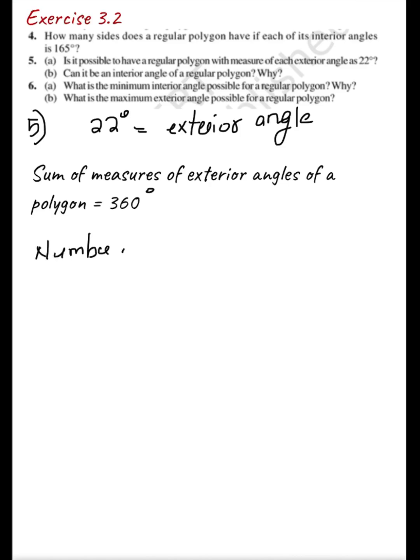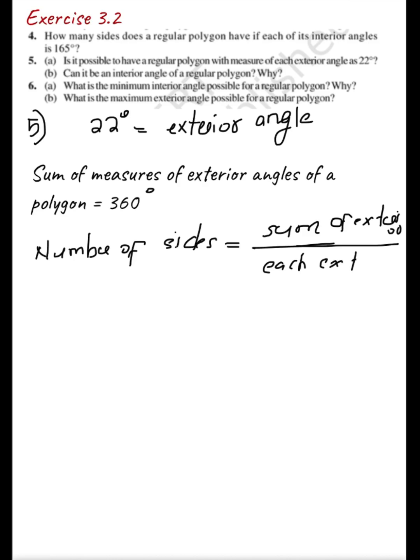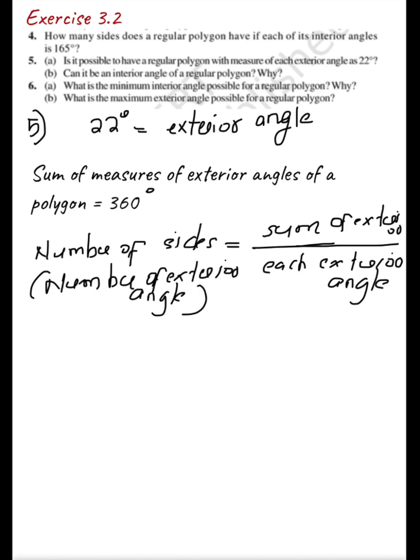In order to get the number of sides, you can just take the sum divided by the measure of each exterior angle. Sum of exterior angle divided by each exterior angle. Then you will get the number of sides, or you can say number of exterior angles. That is, in order to find the number of sides, you can just do what? Sum of exterior angle, that is 360 degree, divided by measure of each exterior angle. If you do so, you will find the number of sides or number of exterior angles.